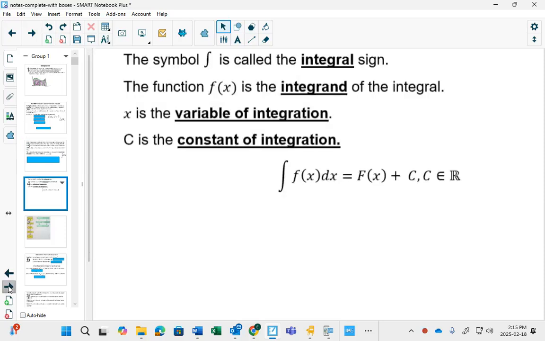So some definitions. That's our integral sign. The inside is called the integrand. The x is the variable of integration. So like this, dx says, can you integrate with regards to x? And then c is the constant of integration.